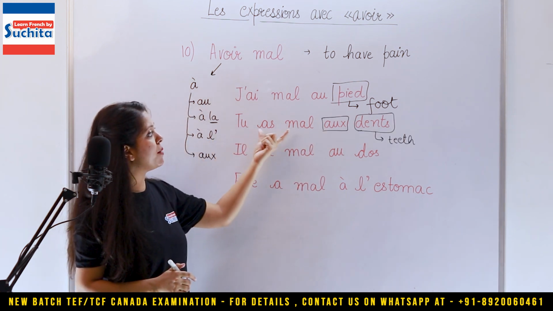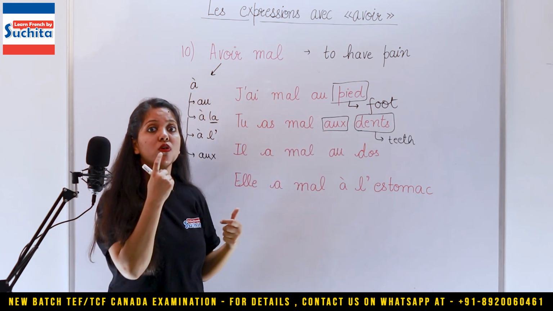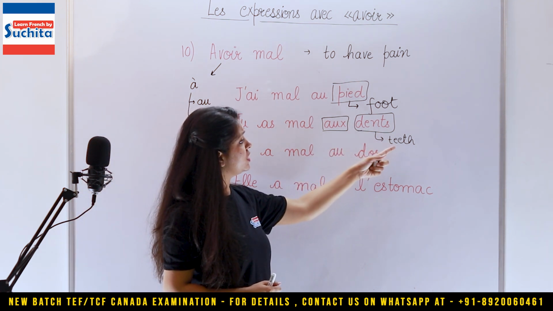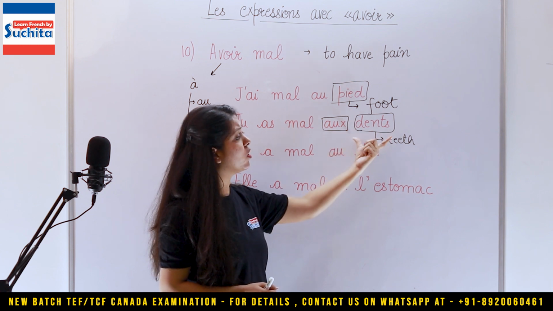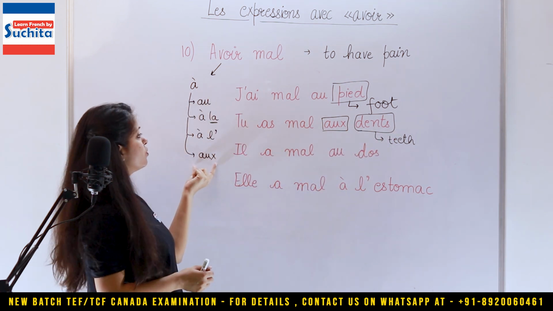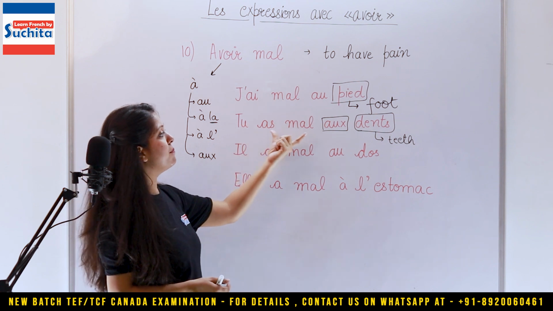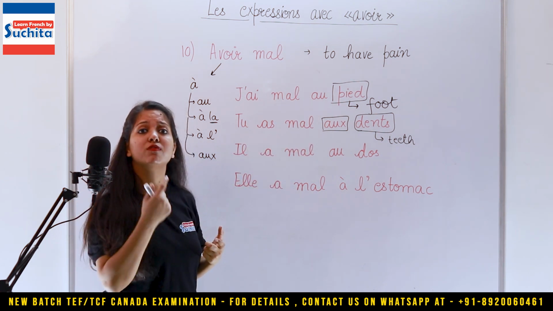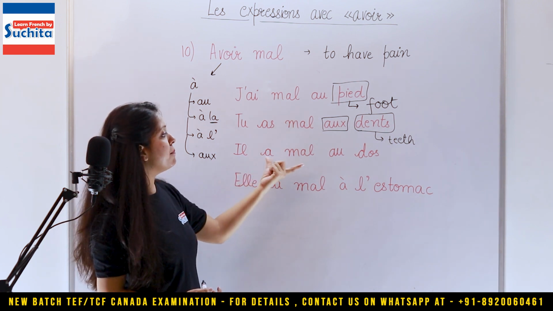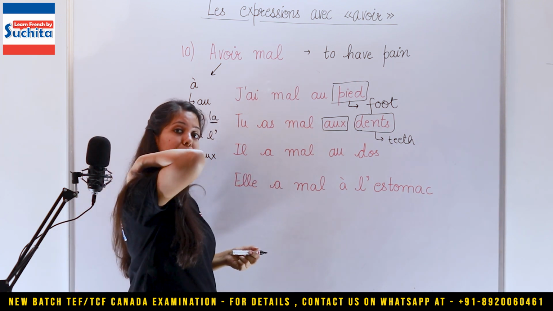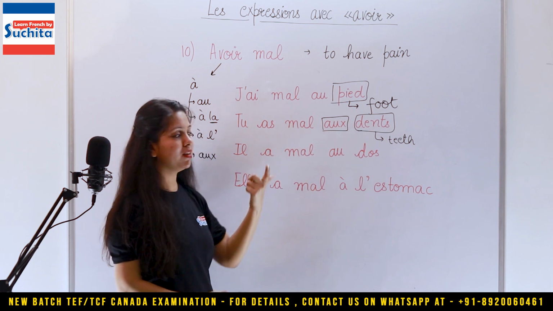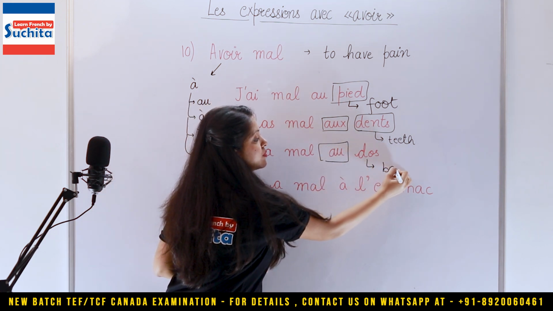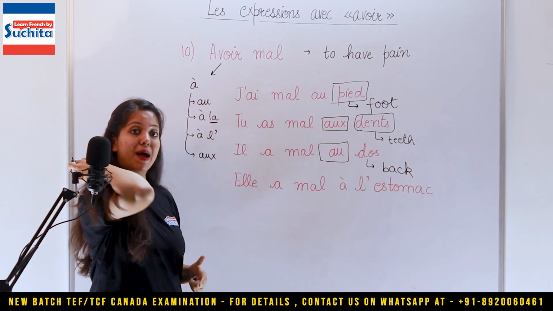The next is tu as mal aux dents. Dents means your teeth. Why have I used aux? Because dents is plural, and aux you use for something which is plural. So, tu as mal aux dents, that means you have pain in the teeth. You have toothache. Now, il a mal au dos. That's your dos, back, something which is masculine singular. So, you say il a mal au dos. He has pain in the back.